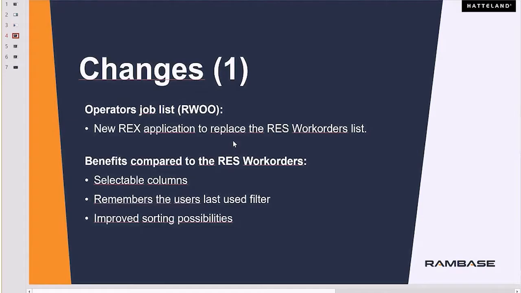The first change, or the first application, is the operator's job list. The operators are today working from the RES application, orders list. There will now be a new application for this called RWOO.